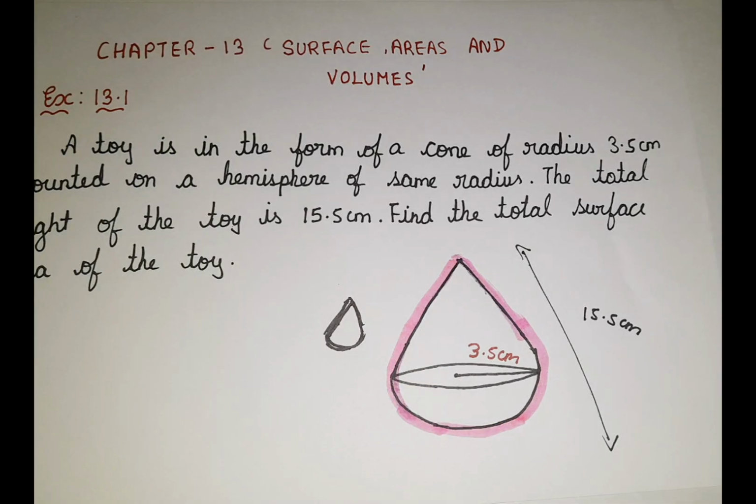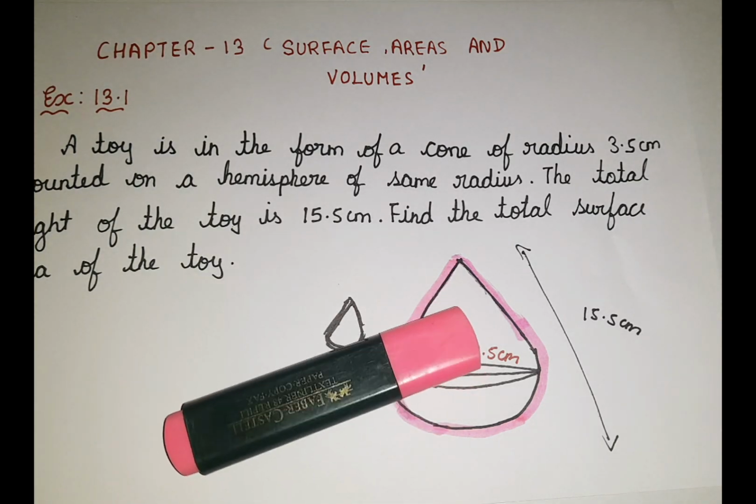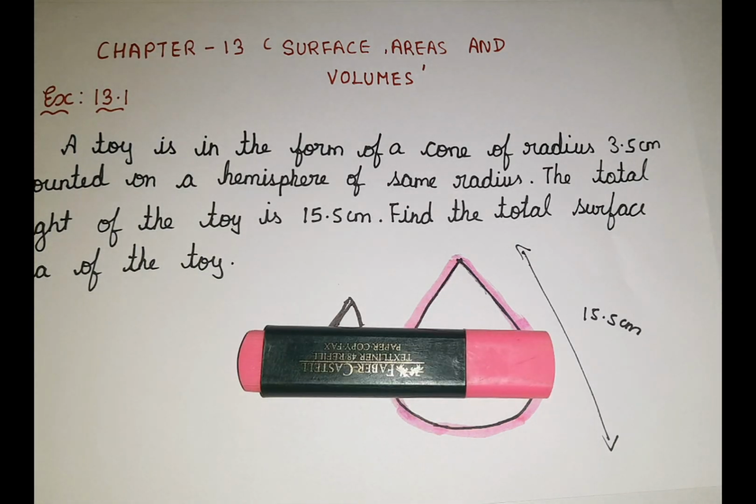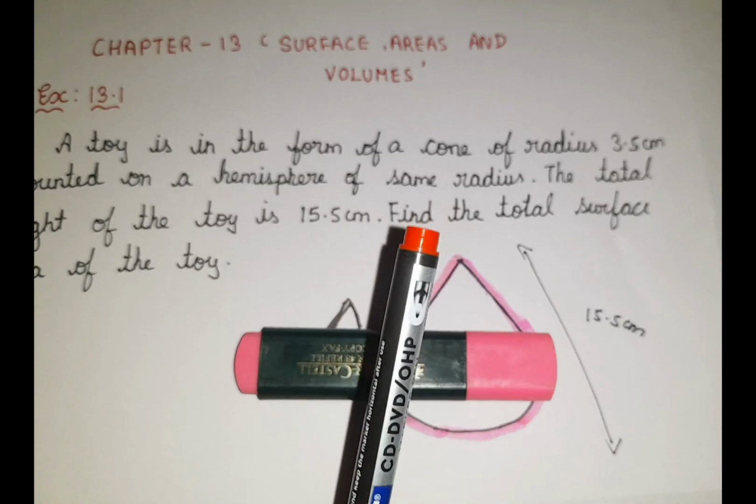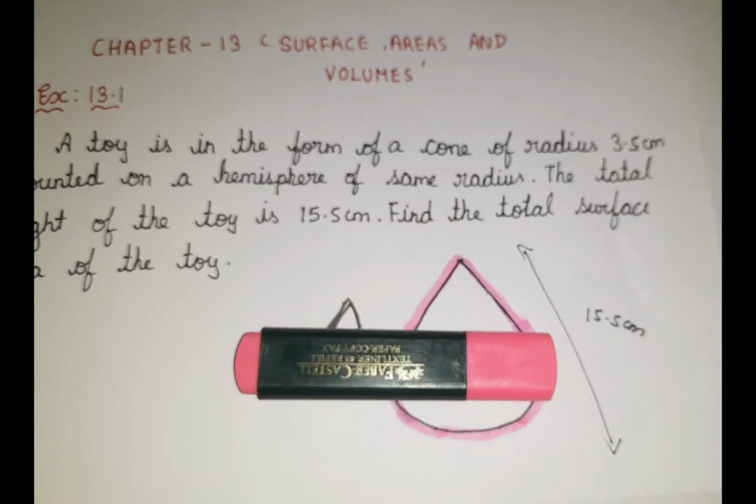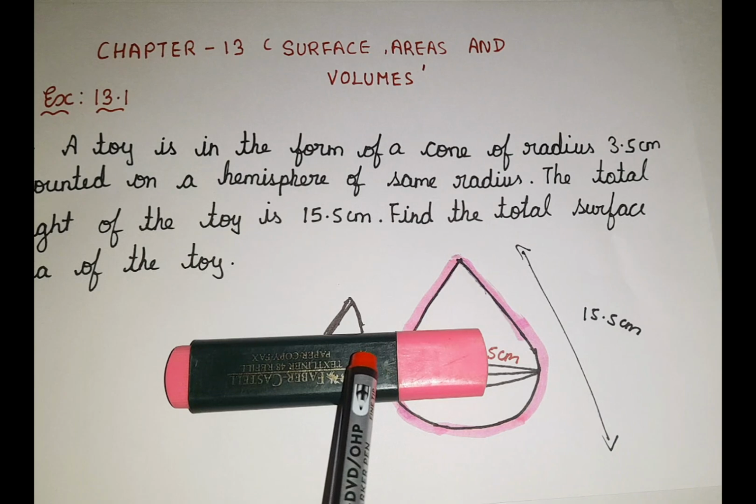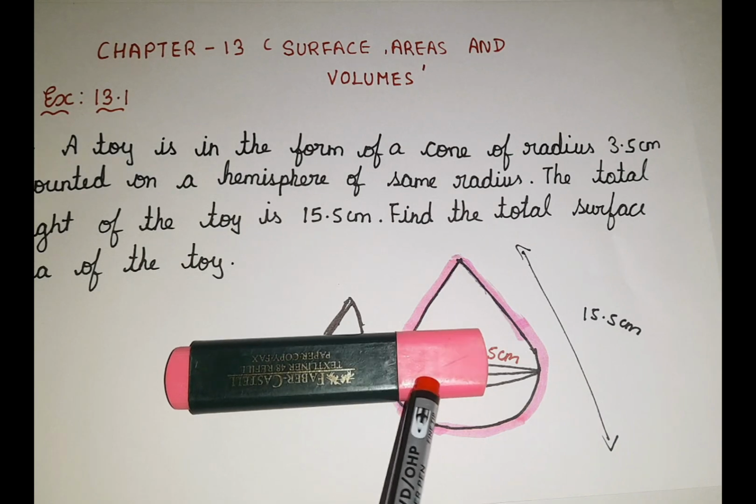Okay, so if we take one example, you can just take this highlighter, okay? It is just a highlighter. You can think of this pen as a paintbrush, okay? So I'm a painter, and I'm painting a toy. I would like to paint a toy. So this is the toy. Okay, so this is the toy. I'm a painter. I would like to paint this toy.